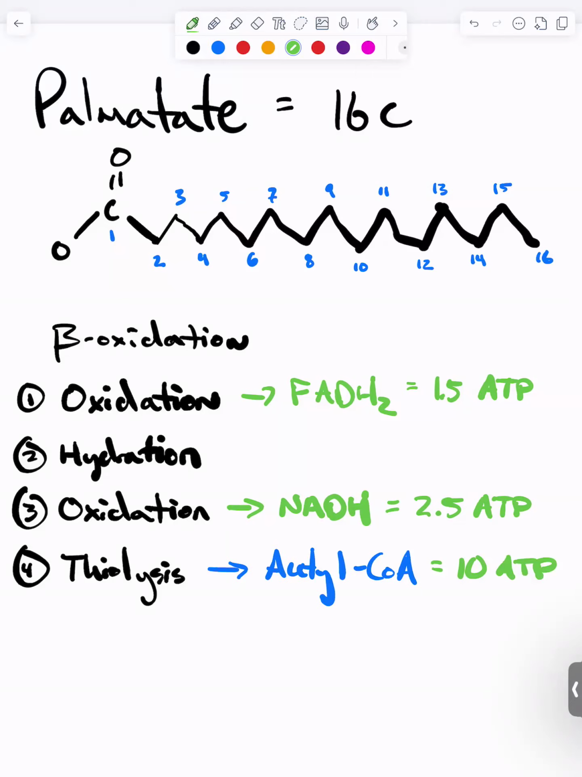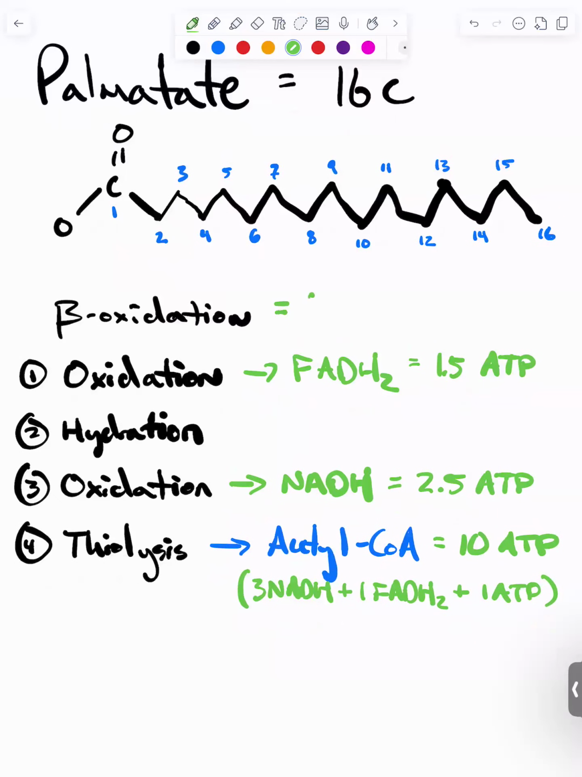If you want to break that down, it's because we get 3 NADHs plus 1 FADH2 plus 1 ATP. You can add that up. 2.5 times 3 is 7.5 plus 1 FADH2 is 1.5. 1.5 plus 7.5 is 9. Add the extra ATP. So acetyl-CoA is worth 10 ATP, NADH worth 2.5 ATP, FADH2 is 1.5. So every time we do beta oxidation, it's equal to 14 ATP.